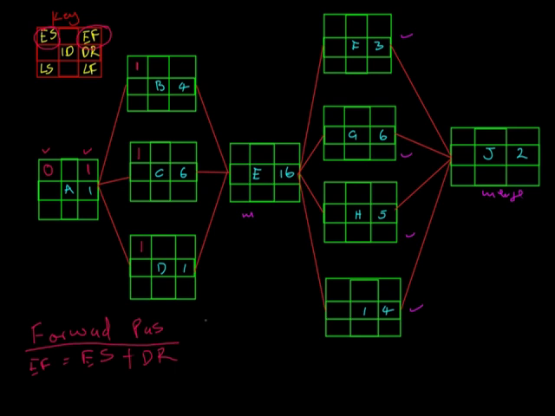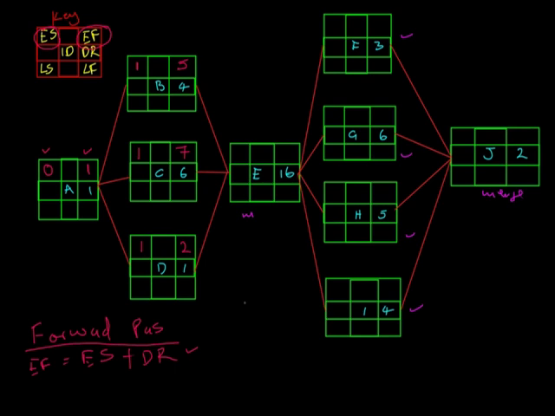And we then apply our second rule to get the early finish. Remember we said it is equal to early start plus the duration. So therefore here the early finish of this activity is equal to 4 plus 1, which is equal to 5. 6 plus 1, 7. 1 plus 1, 2. Alright, we go on to the next one.